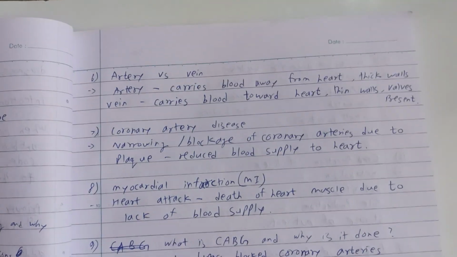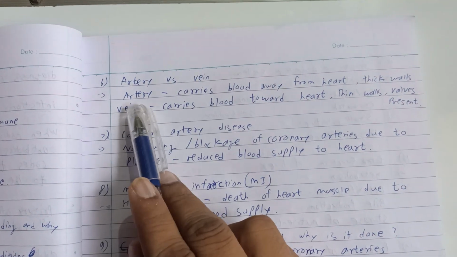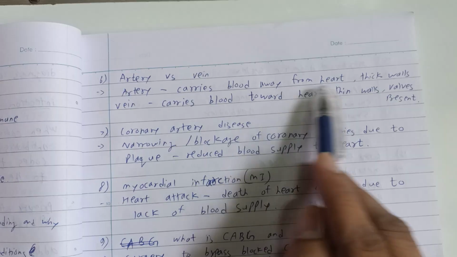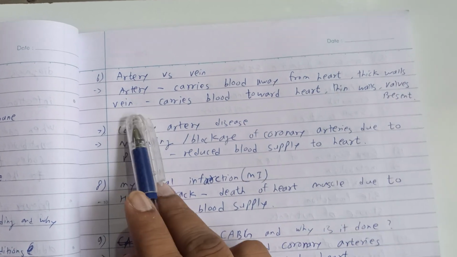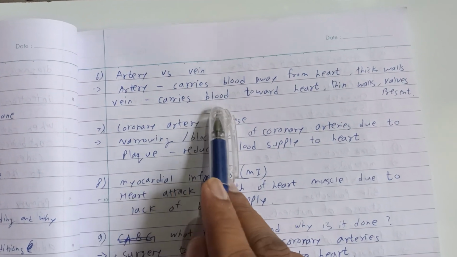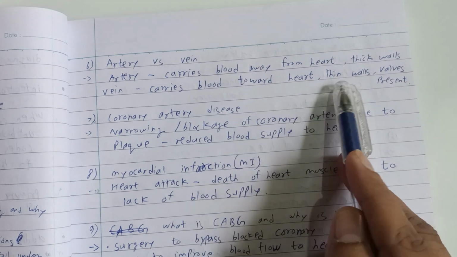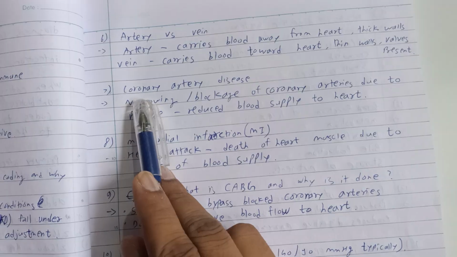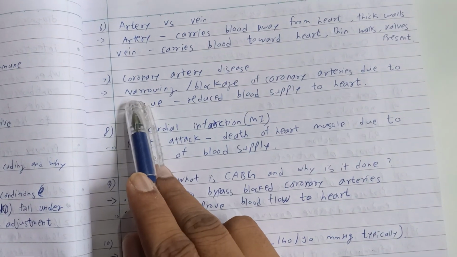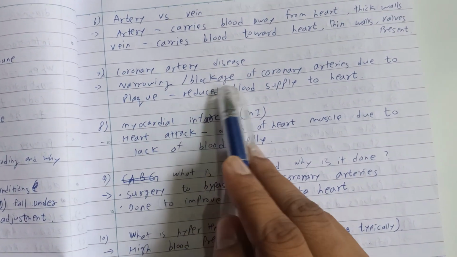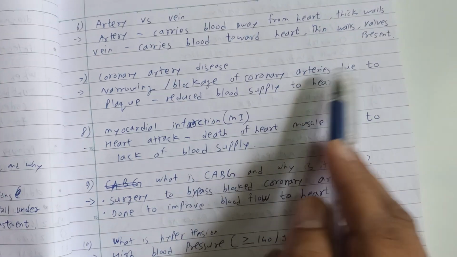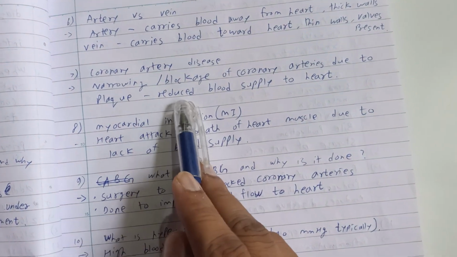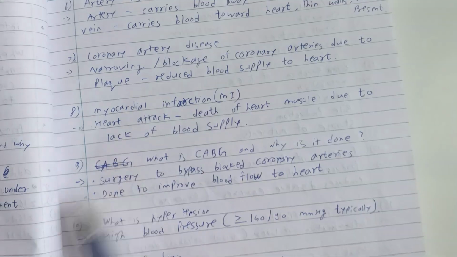Artery versus vein. Difference between artery and vein: artery carries blood away from the heart, thick walls. Veins carry blood towards the heart, thin walls are present. Coronary artery disease: narrowing or blockage of the coronary artery due to plaque reduces blood supply to the heart.